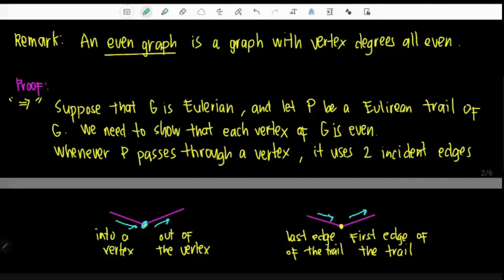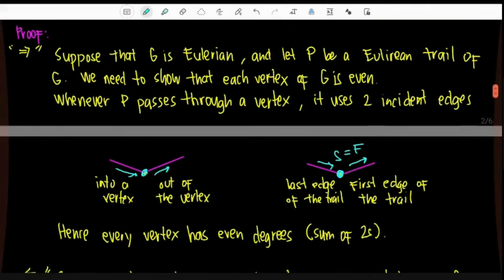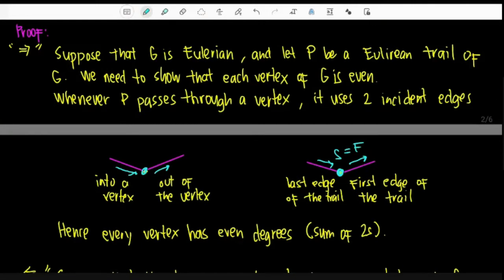That's the same kahit na yung vertex na yun ay yung starting point mo, which is the same as your end point. Start and finish. So, yung una, nag-start ka, palabas ka dun sa vertex, and then later on, pagbalik mo, once you finish your trip, meron ka na namang edge papasok dun sa vertex. So, laging dalawa ng dalawa. So, whenever P, our Eulerian trail, passes through a vertex, it uses two incident edges. Tama? At ibig sabihin, every vertex has even degree.